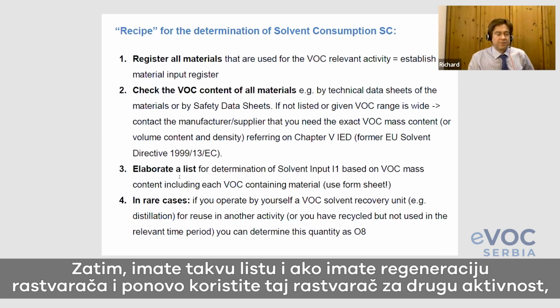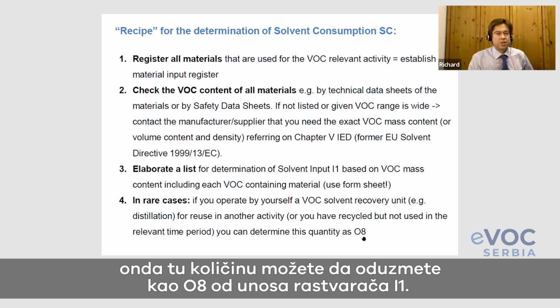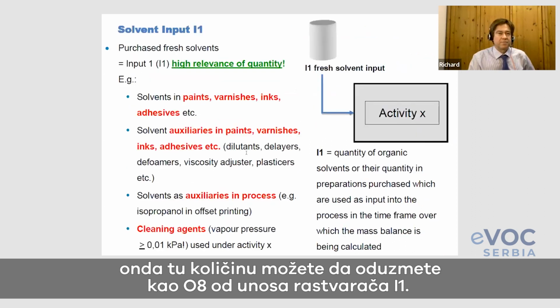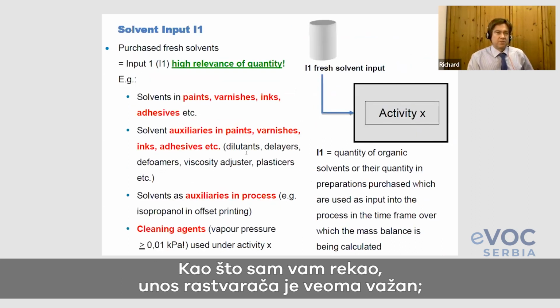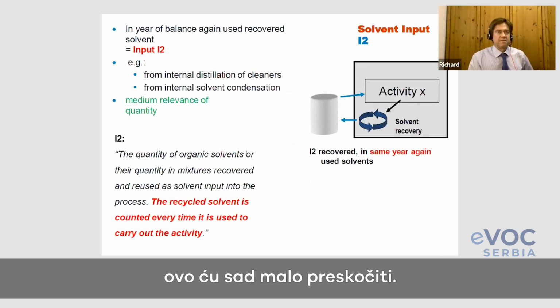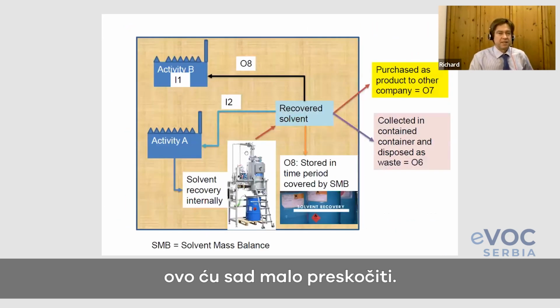And if you have a solvent recovery unit and you reuse it for another activity, then you can take this quantity O8 and subtract it from the solvent input I1. So that solvent input, as I told you already, is very important. I think I will skip this a little bit.